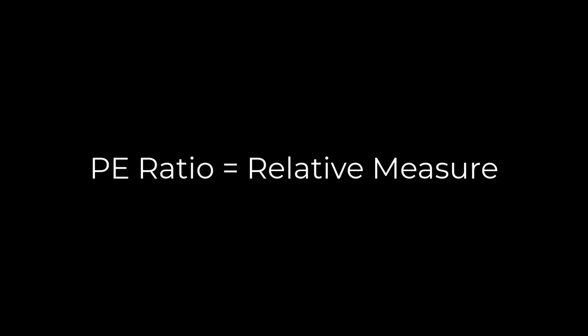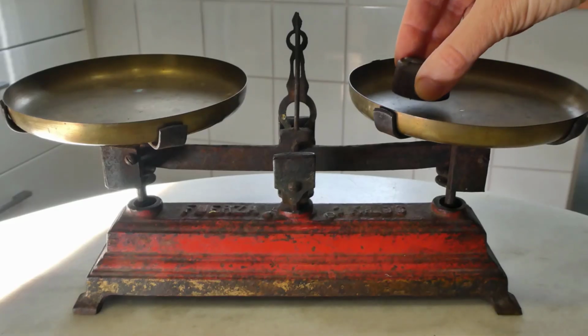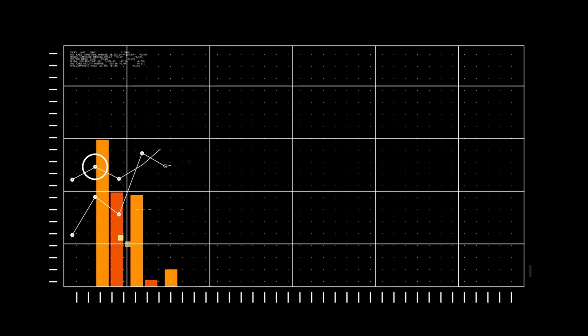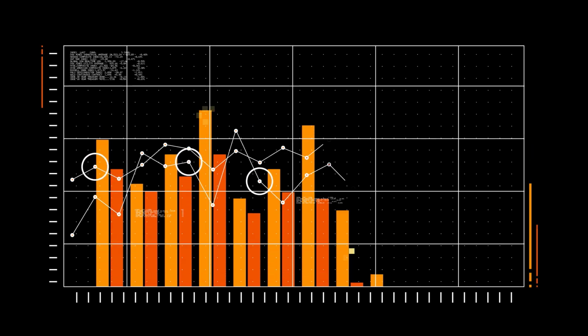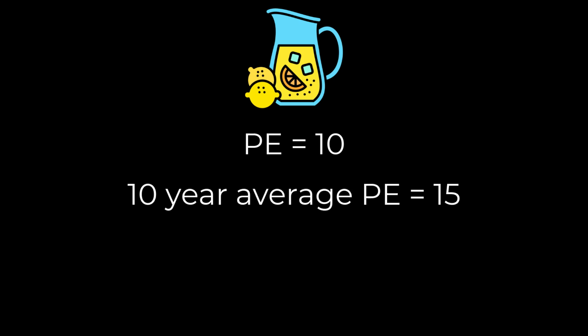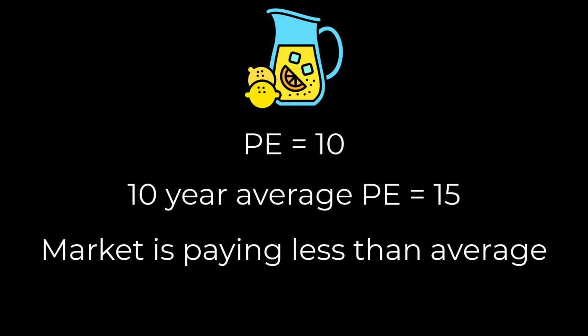The PE ratio is what's called a relative measure of value. For it to be useful, you need to compare it to something. You can compare the PE to its long-term historical average. Lee's Lemonade is trading at a PE of 10, but we look at the past 10 years and we see it traded at an average PE of 15. The market is currently paying less for the company's earnings than what it has historically on average. This could be a sign that the company is undervalued.